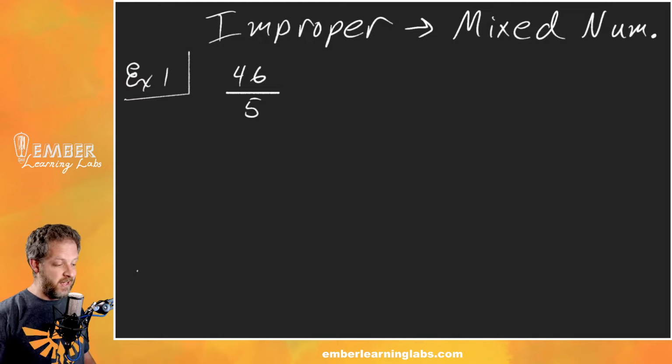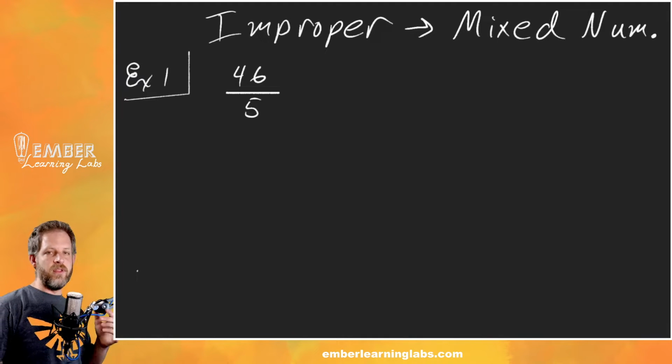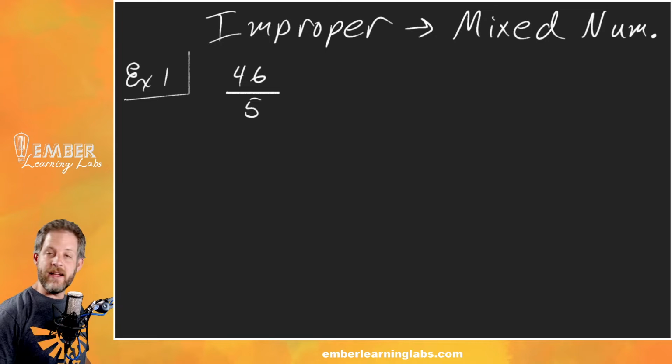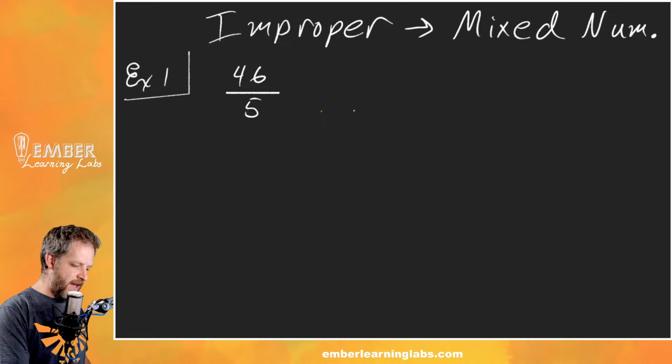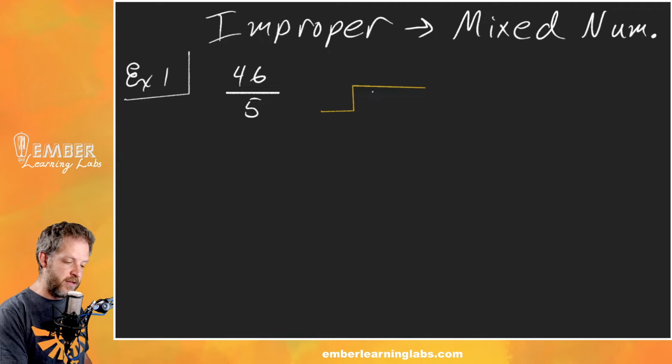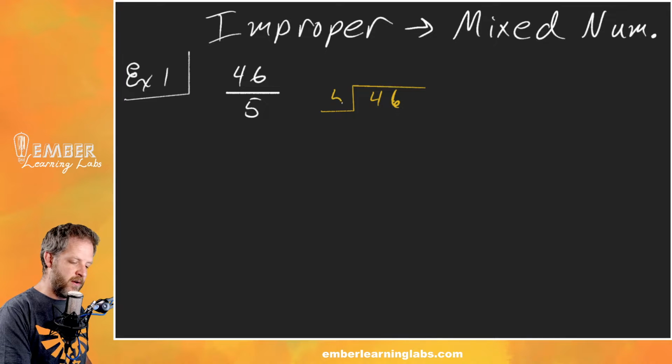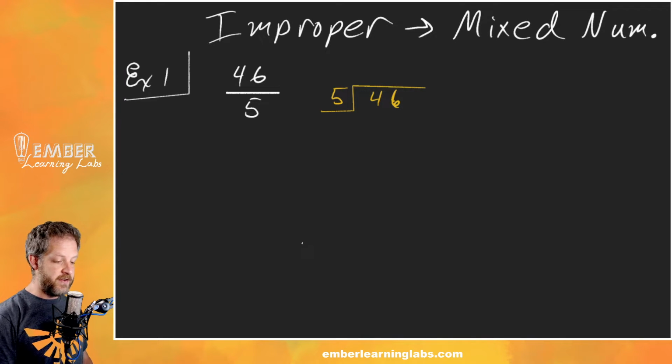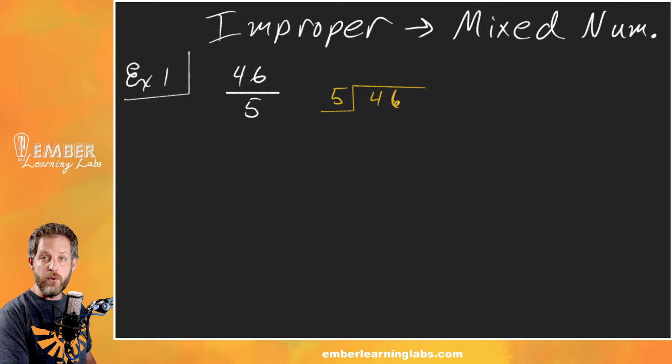So what we do is we just divide. It's that simple. It's really, really easy. We've been doing long division for a long time, and so that's all we're really going to do. The one on top goes in the house. The one on the bottom, the denominator, goes out on the porch, right? So then we're going to do division. 5 goes into 4, 0 times. 5 goes into 46, 9 times. 9 times 5 is 45.